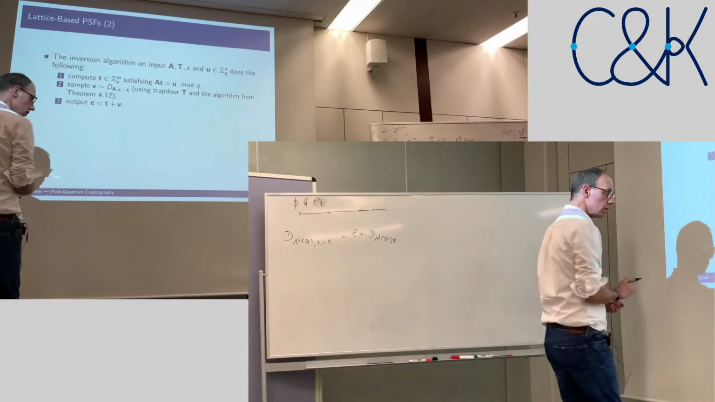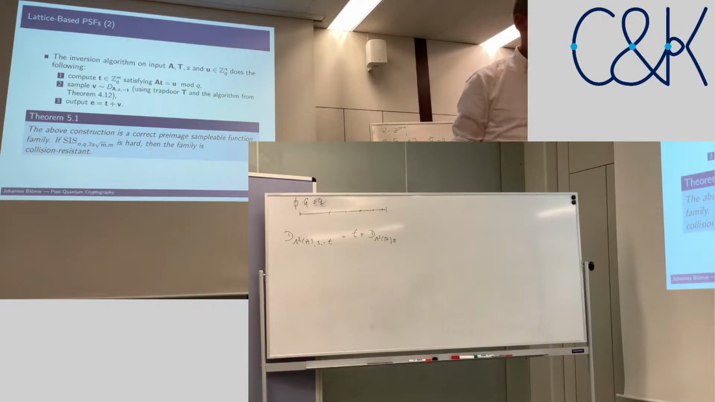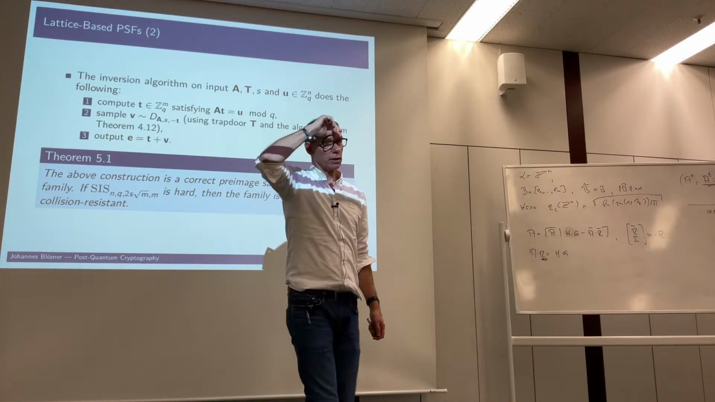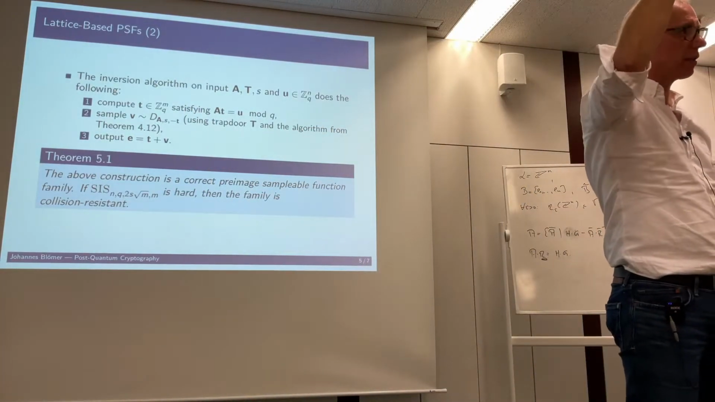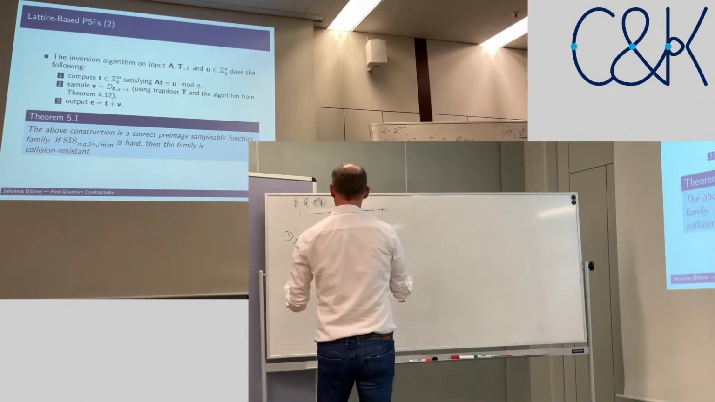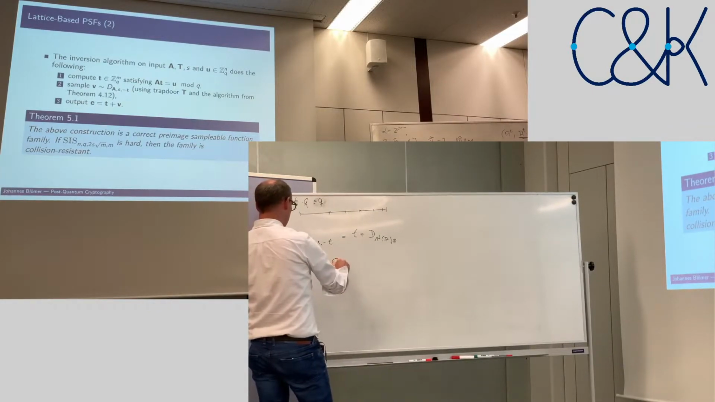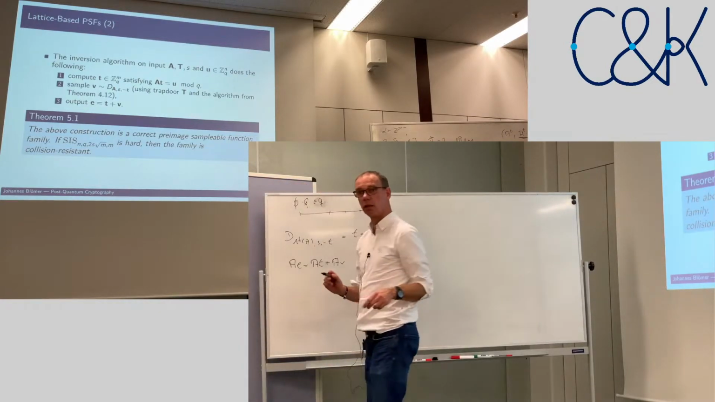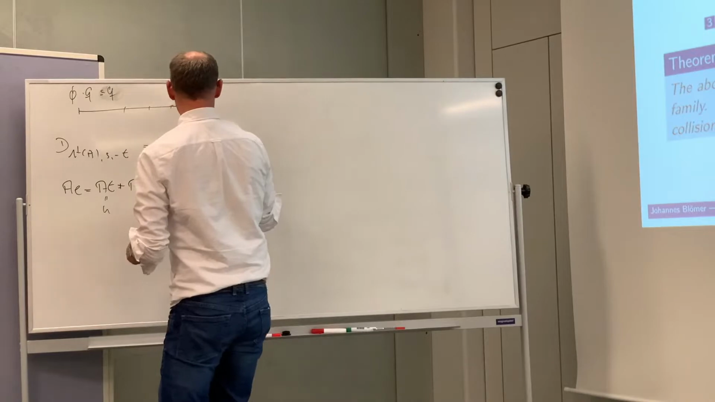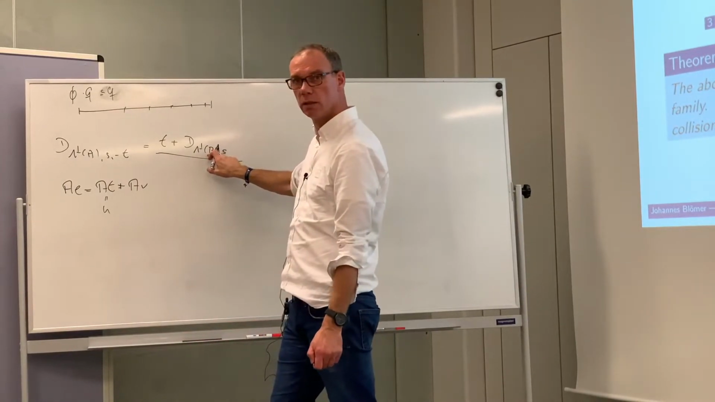So first of all, did I put this on the slide? I don't think so. So now I need to show you that this leads to something that's short, and then I also want to prove that it's collision resistant. Now, if you look at this here, let's look at A of e, which is A of t plus A of v. This I know is u, and this, because I pick from this thing here, is 0.